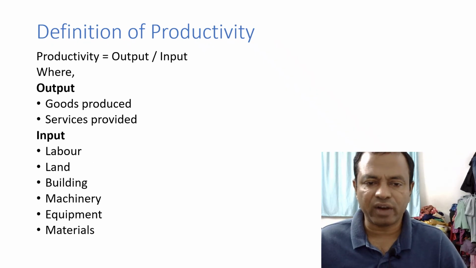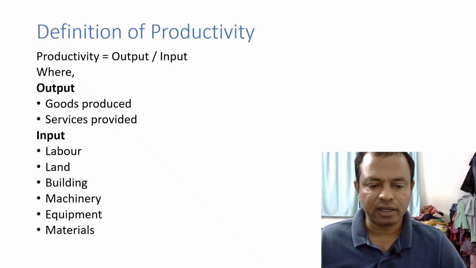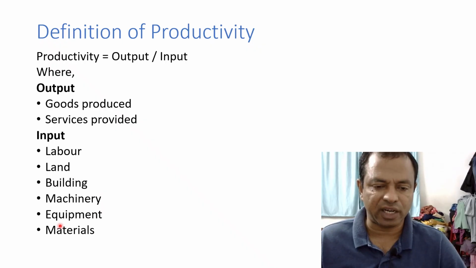So how do we define productivity? Productivity equals output by input. Usually outputs are goods produced or services provided. If it is a manufacturing industry, output is goods produced. If it is a service industry like hospital or IT, then it is services provided. Then inputs are usually labor, land, building, machinery, equipment, minerals, etc.